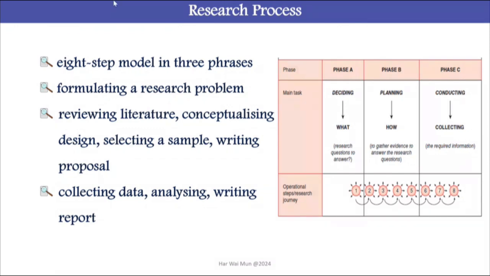So you have to review the literature, right? After that, you have to conceptualize your design. How are you going to do it? So what theory are you going to use, right? Selecting a sample, in this case, if you do a primary data survey, what sample?